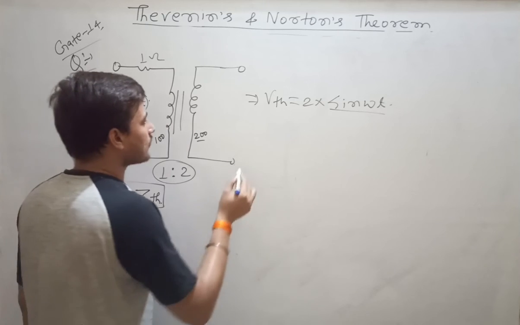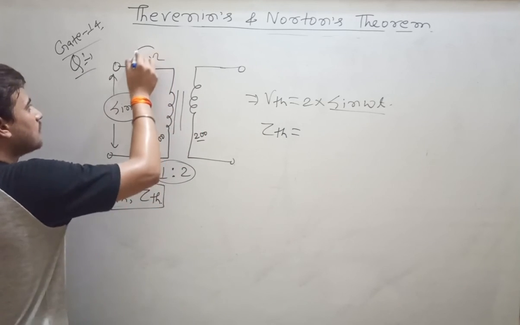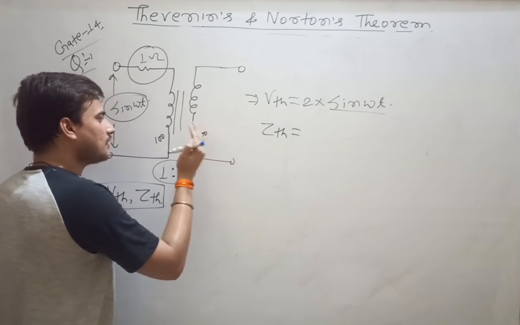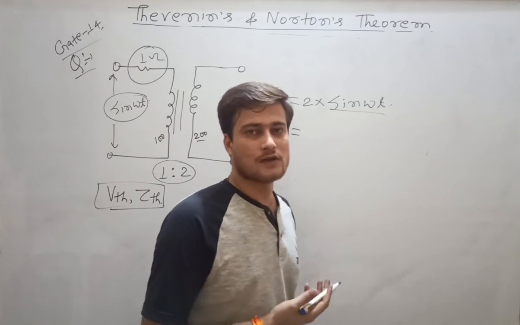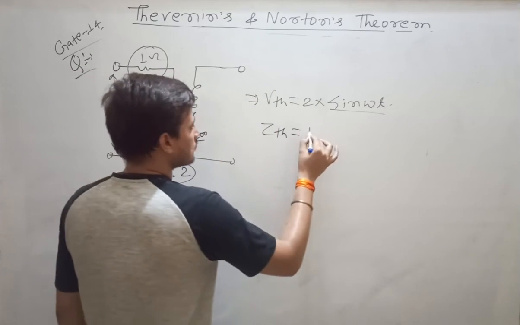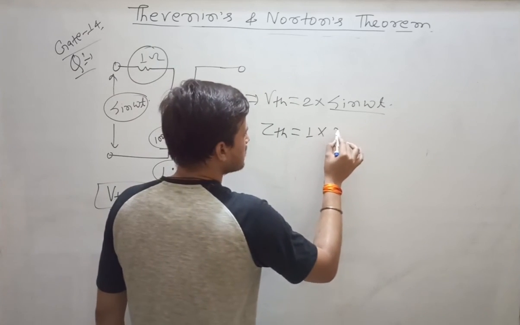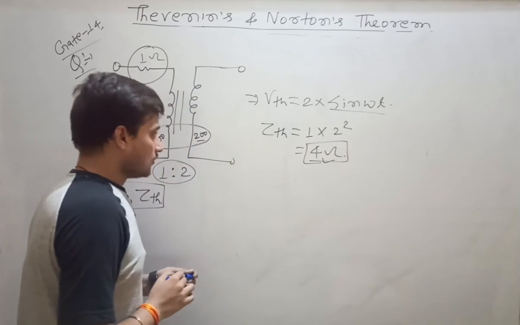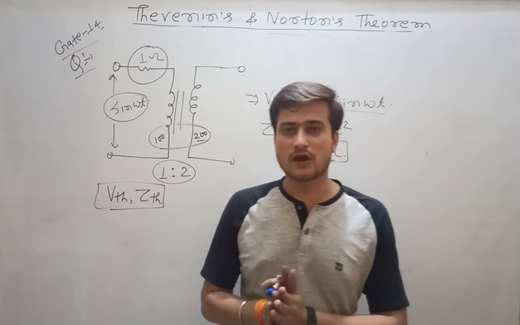Now when you calculate impedance, what will happen? Here it is 1 ohm on the primary side. When impedance is referred to the secondary side, the side which has more number of turns will have more resistance. And it will be how much? It will be 1 into the square of the turns ratio, that means 2 square, that means 4 ohm. So you can see how easily you solve this question that was asked in GATE 2014 electrical engineering.